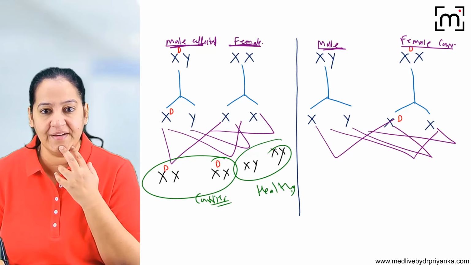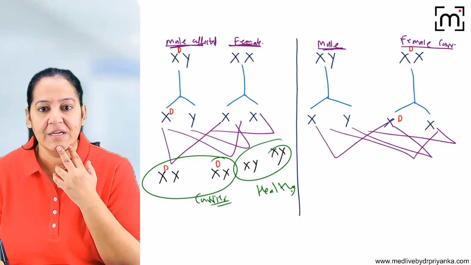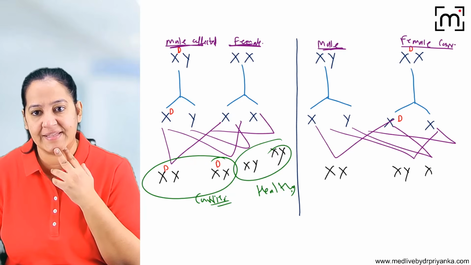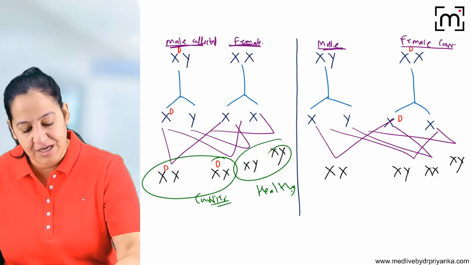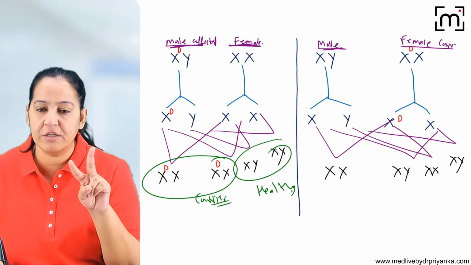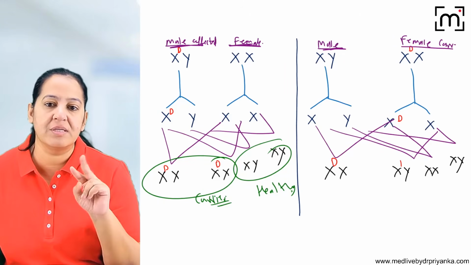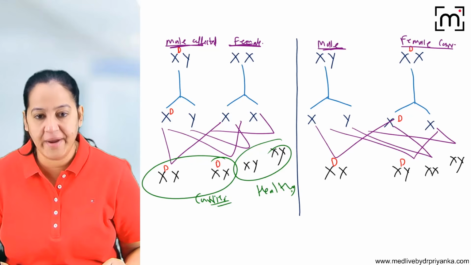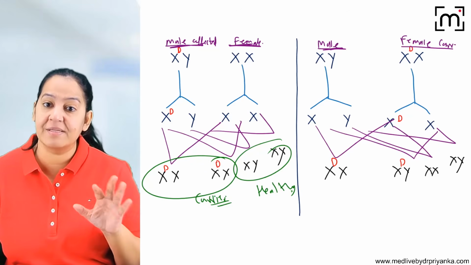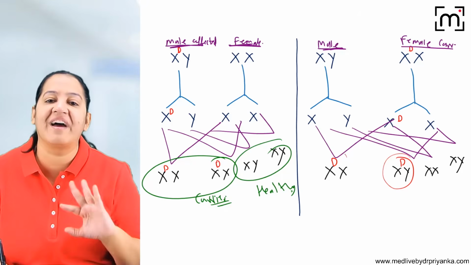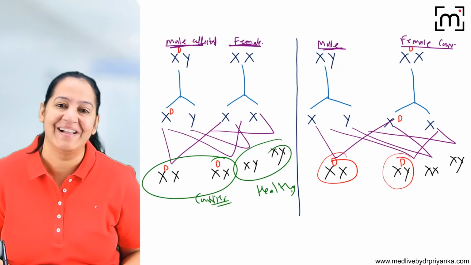So what we are drawing here, what the affected female is doing, she is having 4 children: XX, XY, XX, XY. And she is transmitting the disease equally. Out of the two daughters, one is affected, one is not. Out of the two sons, one is affected, one is not. Got my point? So out of the 100% sons, 50% are cases, 50% are healthy. Out of 100% daughters, 50% are carrier and 50% are healthy.